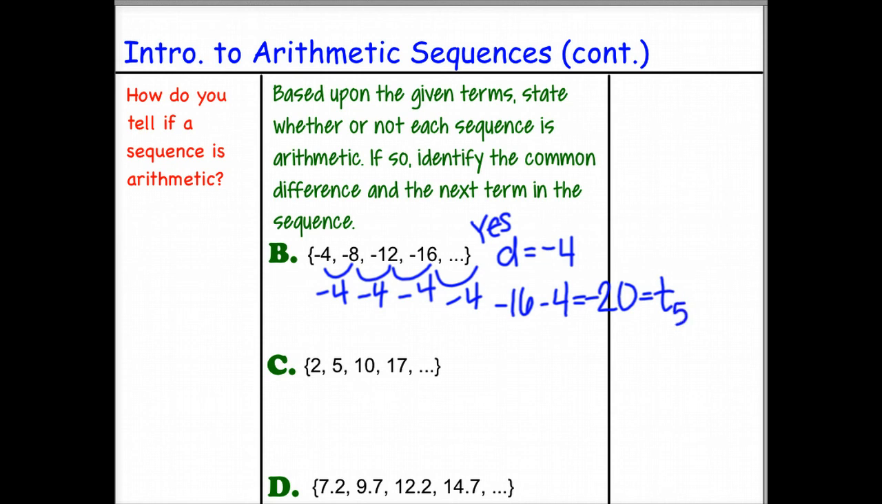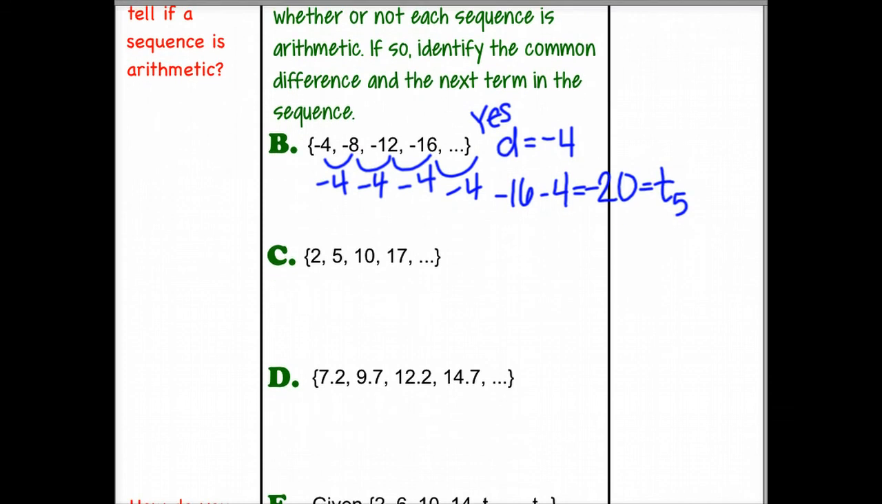In part C, 2, 5, 10, 17, I see that to get from 2 to 5 is plus 3. From 5 to 10, though, is plus 5. 10 to 17 is plus 7. And while what we're adding on is 2 more each time, that does not form a common difference. So this, we would say, is not arithmetic.